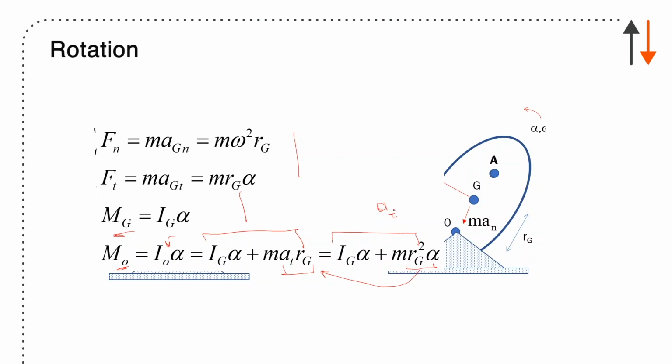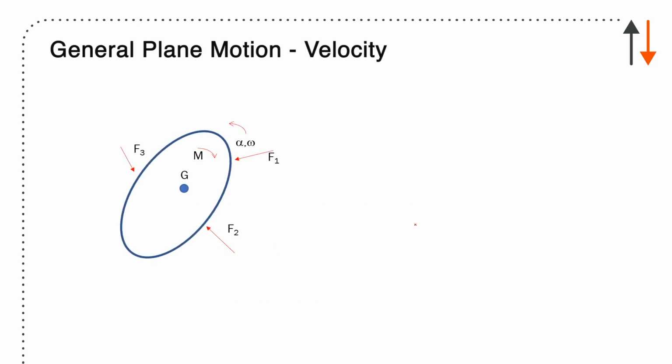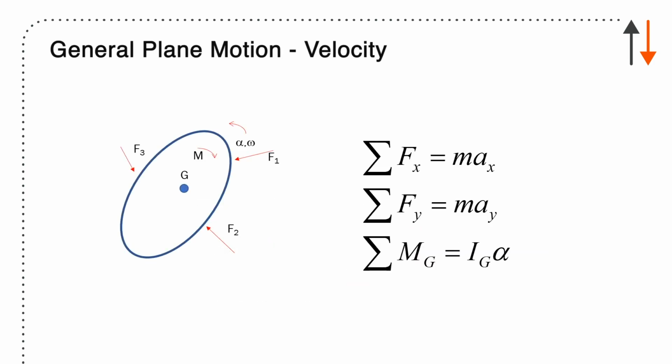That's r_g there, because a_t, you know, is r alpha. For general plane motion, it's not possible to make any type of simplification, and you end up with the standard expressions: force x, force y, and moments about g. The thing to notice is that in the previous example, you had rotational velocities and accelerations. In there, you did everything in n-t.